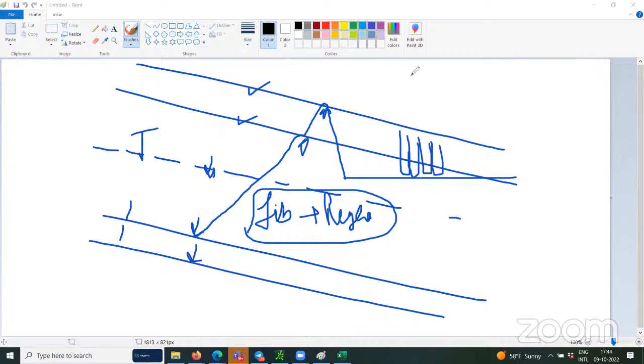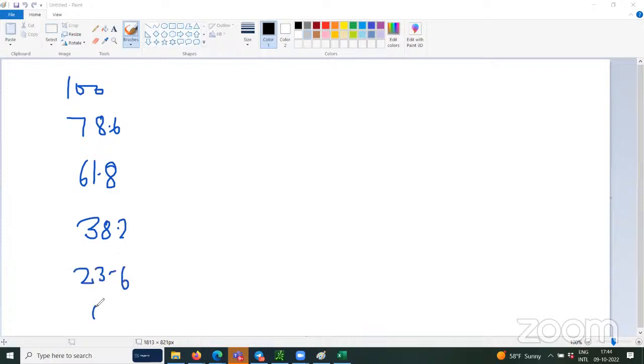Second thing, in Fibonacci, we have these levels: 100, 78.6, 61.8, 38.2, 23.6, 100. Now I'm going to give you a trail.